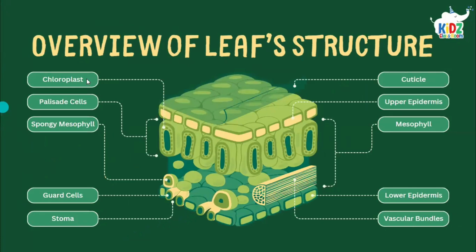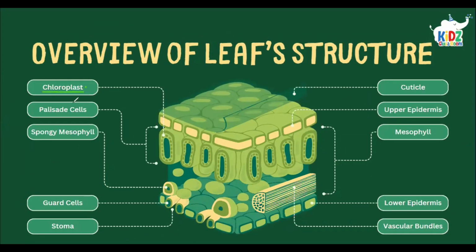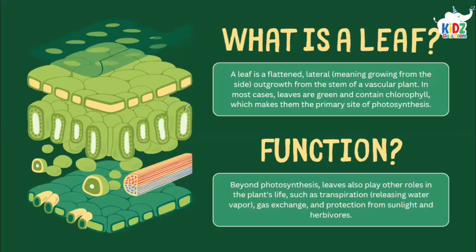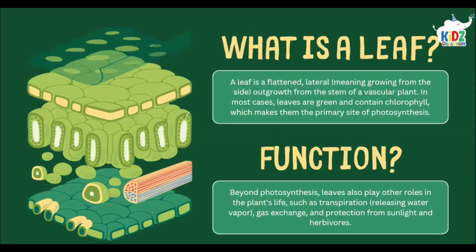In today's lesson we are going to discuss the chloroplast, palisade cells, spongy mesophyll, guard cells, stoma, cuticle, upper epidermis, mesophyll, lower epidermis, and vascular bundles. So let's start. What is a leaf? Let's begin by understanding what a leaf is.